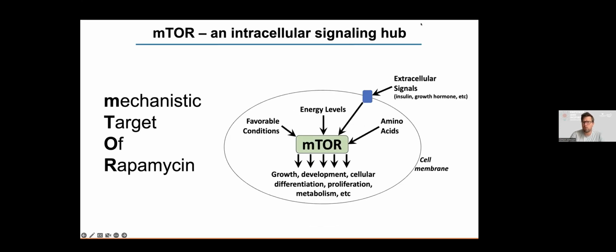Thinking of mTOR in the cellular context, it lies inside the cell. A lot of the signals that feed into mTOR arise from within the cell, such as amino acids, energy level, favorable conditions, but a lot also come through the cell membrane through extracellular signaling. Some forms of signaling include insulin signaling, growth hormone signaling, things like that. So these are factors that bind something at the cell receptor, induce signaling inside, which activates mTOR.